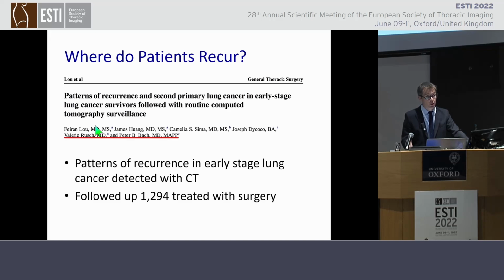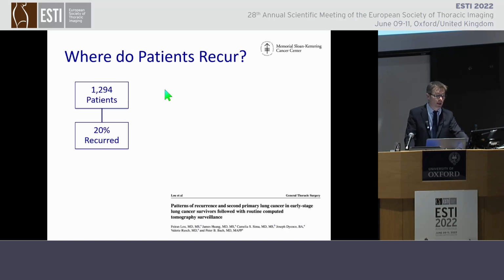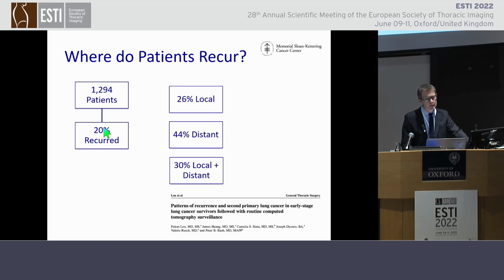So where do patients recur? Well, this is a nice paper published from Valerie Rusch's group at Memorial Sloan Kettering, and they looked at 1,300 of their patients with early stage disease who recurred. Now, their recurrence rate is low, it's 20%, which is quite low. And they found about a quarter of the patients recurred locally, almost 50% were distant recurrence, and then the rest were a combination of local and distant.